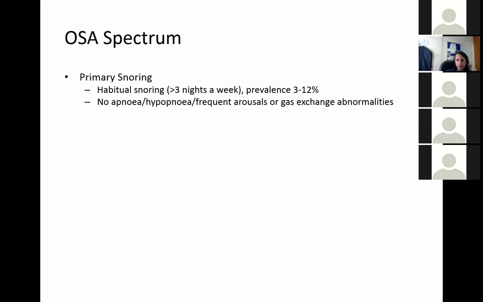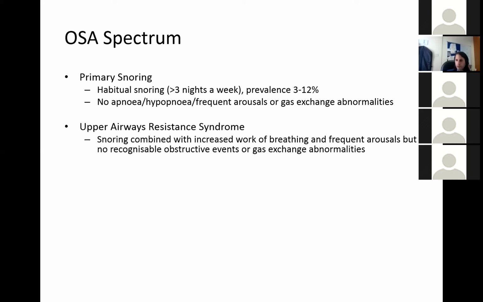Primary snorers don't have apnea or hypopnea or frequent arousals, only problems with their gas exchange. And current theory is that if they don't have any of these issues, we don't need to intervene, but can simply monitor them. Then you have some children that have upper airways resistance syndrome.